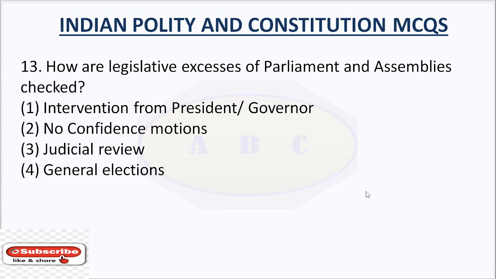Question number 13. How are legislative excesses of Parliament and Assemblies checked? Option number 1, intervention from President or Governor. Option number 2, no confidence motions. Option number 3, judicial review. Option number 4, general elections. Right answer is judicial review.